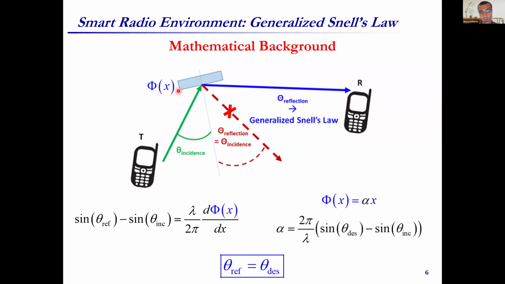And the idea is that if you can change the response of each element that I showed you in the previous slides by optimizing the electronic circuits, you could change, for example, the direction of reflection, where you want to direct the signal, but you could also null the signal in directions where you don't want the signal to go, for example, because there is an eavesdropper. So the mathematical background is centered upon the concept of Snell's law, or generalized Snell's law.